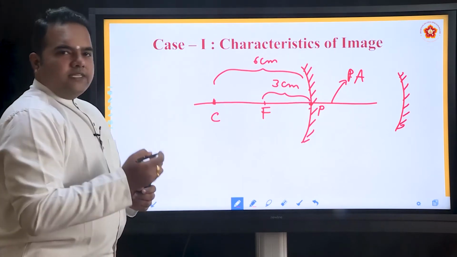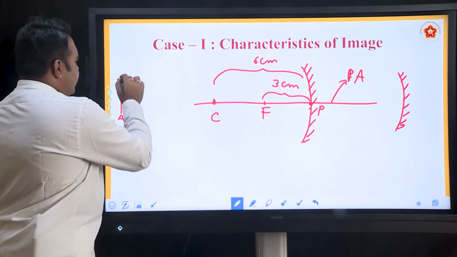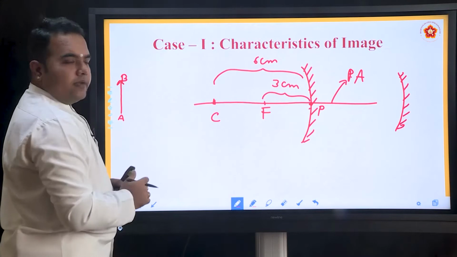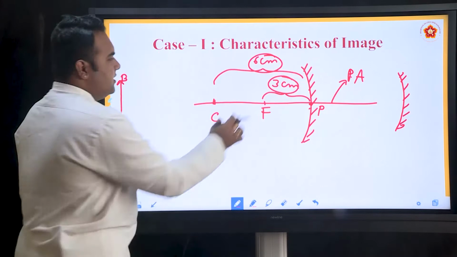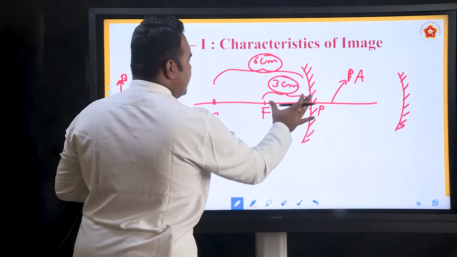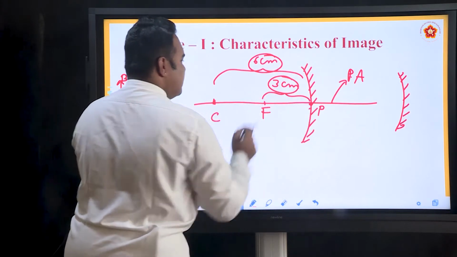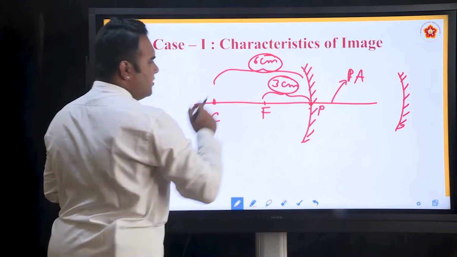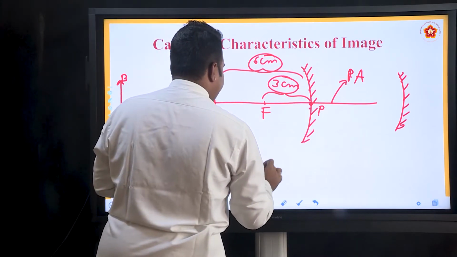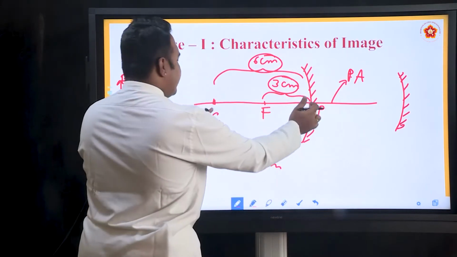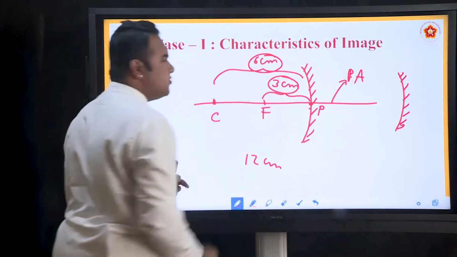Now, for the first case, the object is placed at infinity, which means we have to draw the object like this, quite far from the mirror. These distances need not be mentioned in your ray diagram, but whatever you are marking should be exactly half of the whole. Suppose you have drawn and then you have marked PC as 12 centimeters, which means exactly at 6 centimeters you should have your focus.